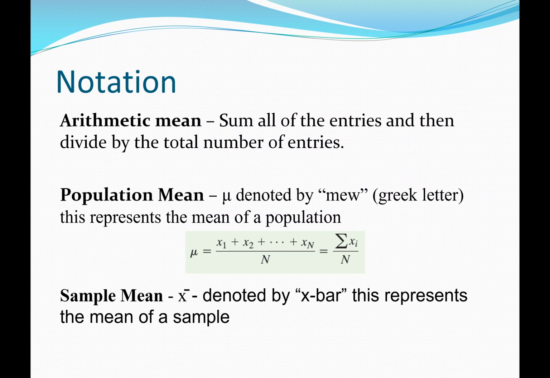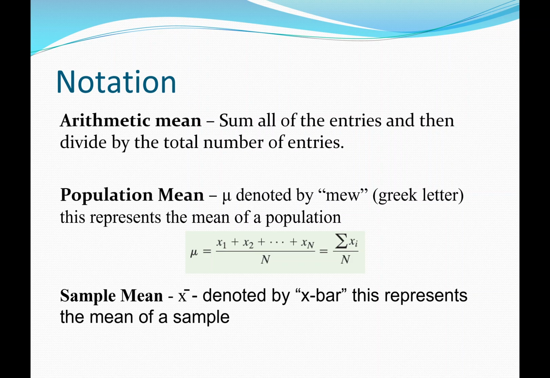Okay, so this is kind of important. Actually, it's very important because we're going to use this all the time. When we use Greek letters, that usually represents a population. Whereas if we use x bar, the bar should be exactly over the x, that's usually indicating a sample mean.